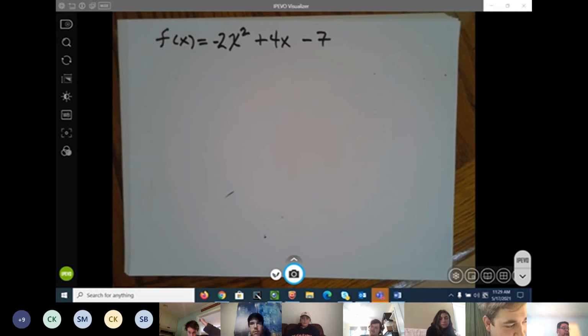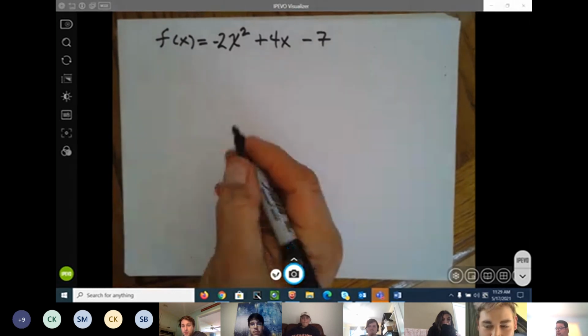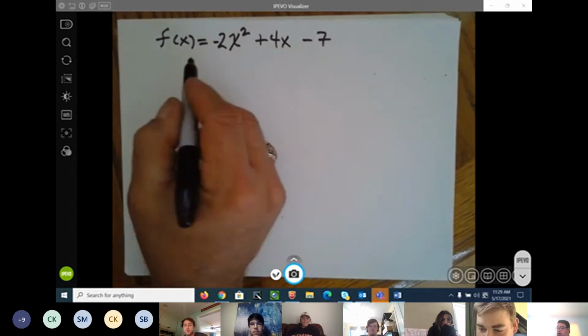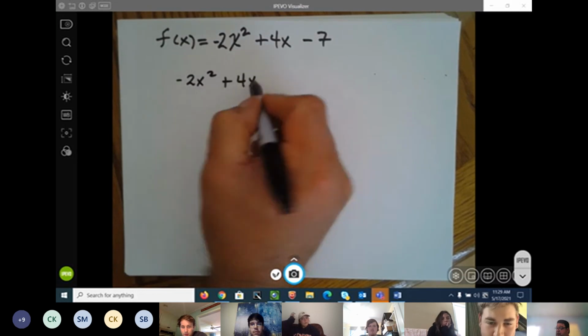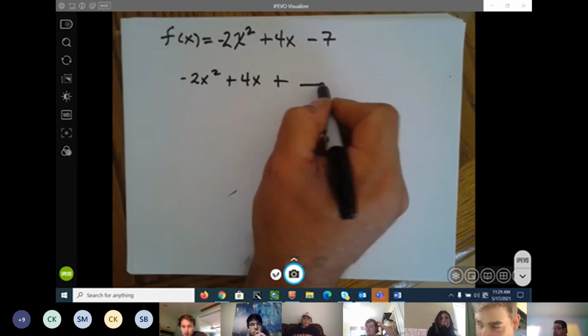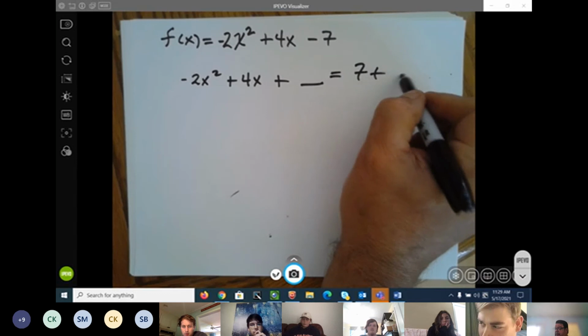All right, so here we go. Since nobody's going to say anything, but Mr. Modsel did give me a halfway nod, so I appreciate the communication. Thank you. All right, so negative 2x squared plus 4x plus blank is equal to 7 plus blank.